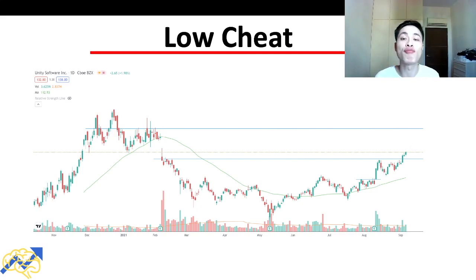So that's a rundown of Mark Minervini's entry points in a base pattern. We talked about two entry points in a base pattern. First is the cheat setup, and the second is the low cheat setup. And we see how powerful these setups can be if we identify them correctly.